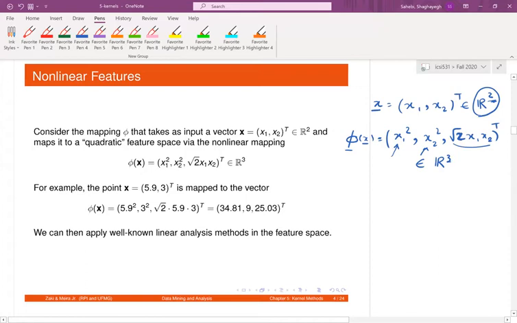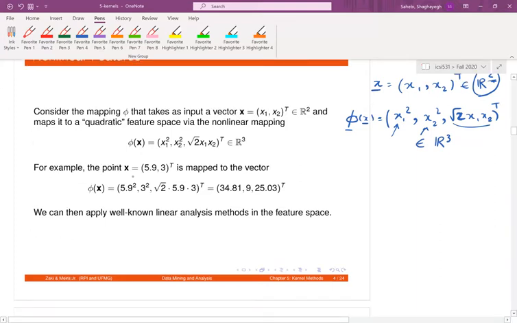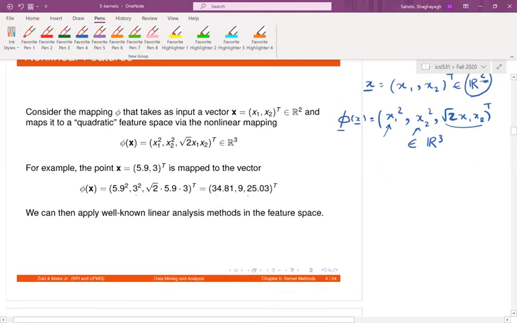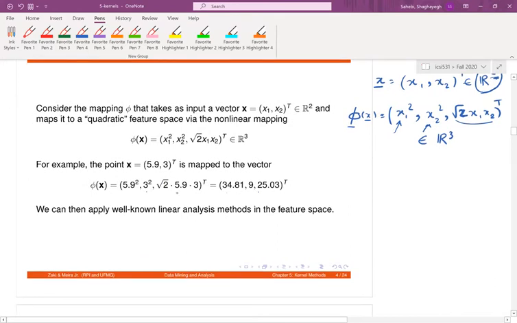So an example of that would be that we have a data point. In the input space, it's represented by 5.9 and 3, and we can map it to this vector. So 5.9 squared, which is going to be equal to 34.81, 3 squared, which is going to be 9, and square root of 2 multiplied by 5.9 multiplied by 3, that's going to be 25.03.